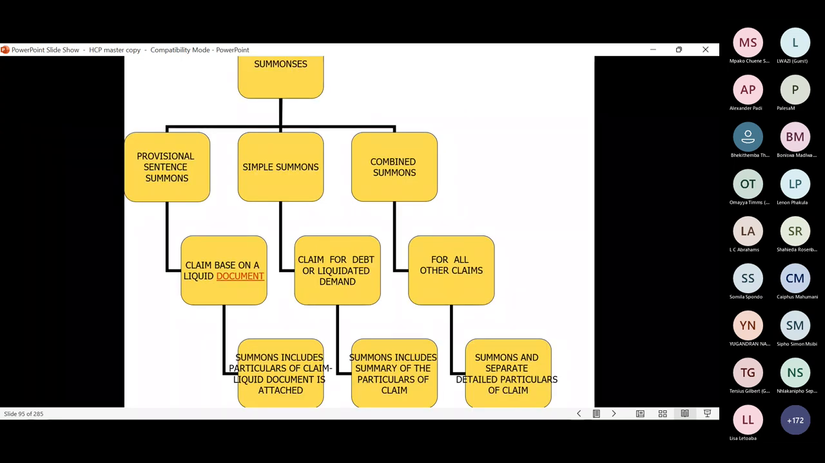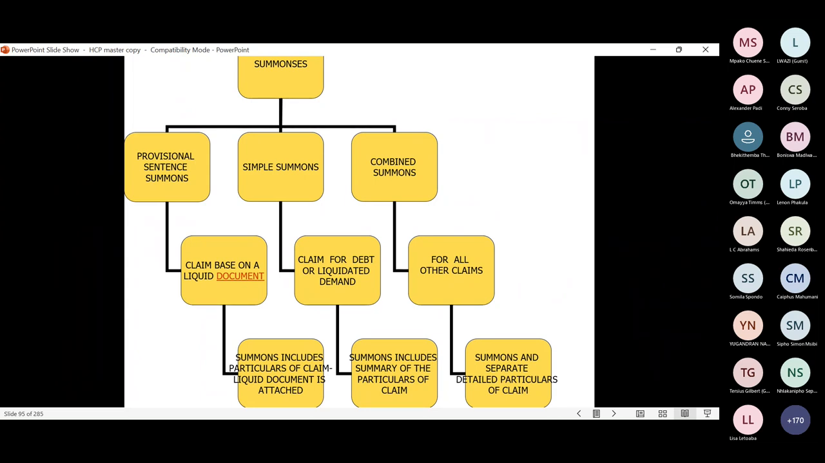Okay, so there's three kinds of summonses. There's a provisional sentence summons, a simple summons, and a combined summons. Now these summonses, they are annexures to the uniform rules. Okay, the provisional sentence summons is form three of the uniform rules. So you just fill in the details of your client. The simple summons is form nine of the uniform rules, and the combined summons is form 10 of the uniform rules. And you would have in your manual examples of a combined summons, a simple summons, and a provisional sentence summons.